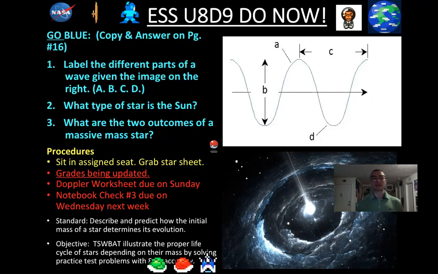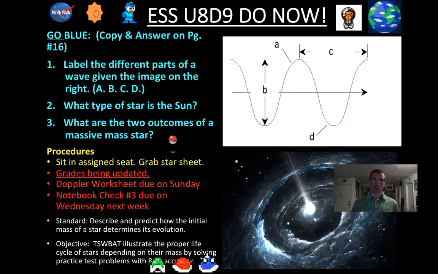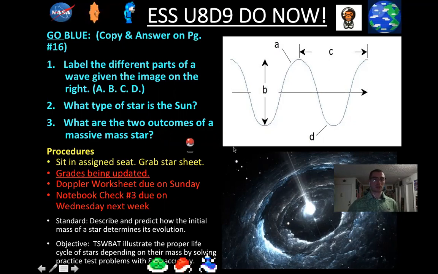And then 2, what type of star is the sun? That comes from the diagram we made yesterday with the star life cycle, the parts that said sun. And then 3, what are the 2 outcomes of a massive star? So the largest star you can get, we get 2 final outcomes. What could they possibly be?